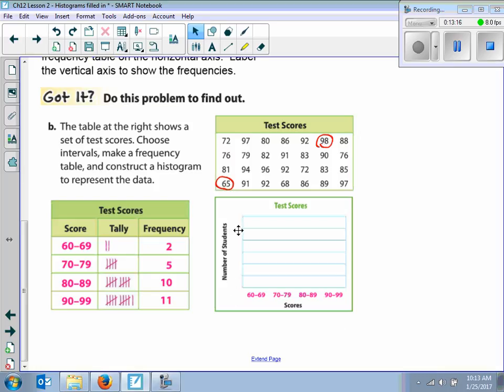What goes on the y-axis or the vertical axis? The number of students, and that's going to be the frequency. The frequency always goes on the vertical axis. So that's just like that. And now we add the bars. And there are your bars. All right, and that's the end of the lecture.